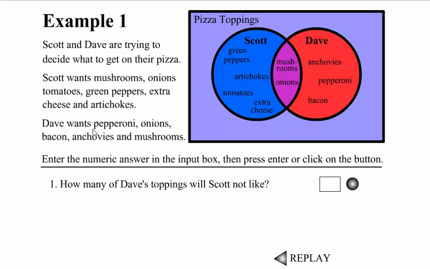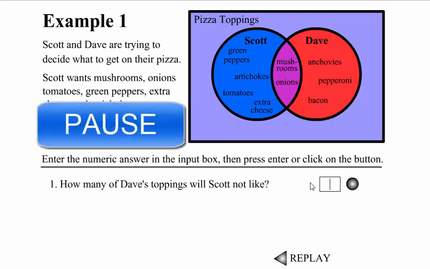And so it says Scott wants these, Dave wants these. And so basically we can place them. And of course we have to share this section here. And so just making sure we understand what it says. How many of Dave's toppings will Scott not like?